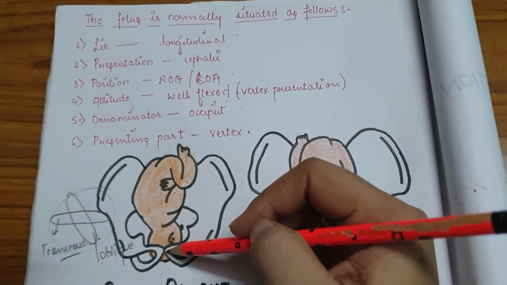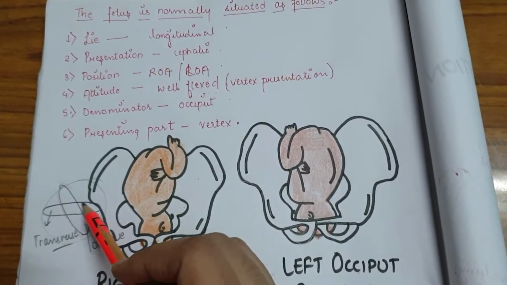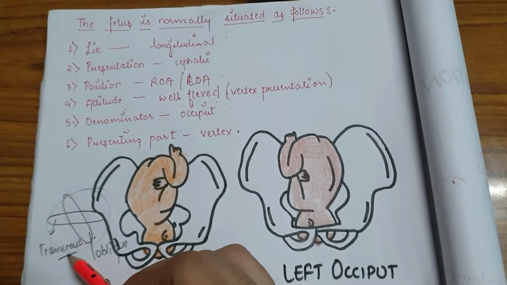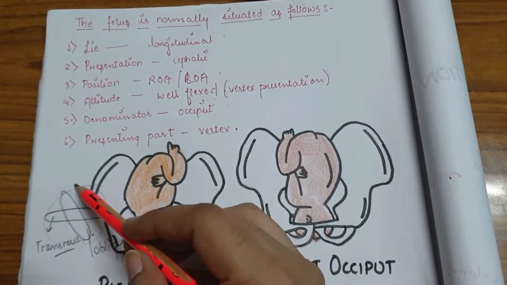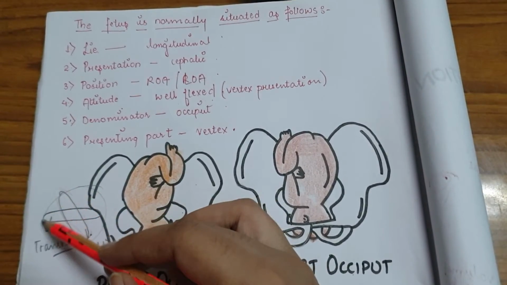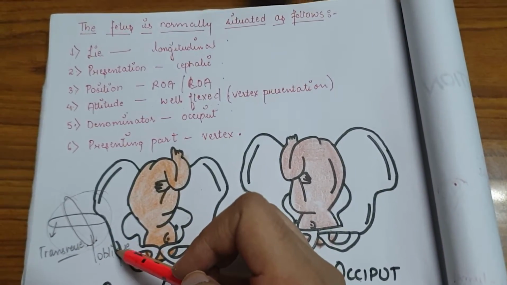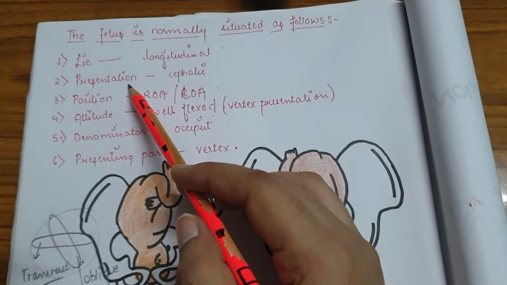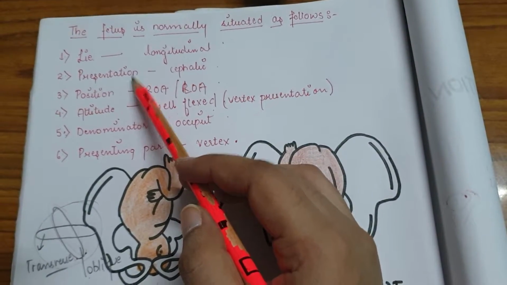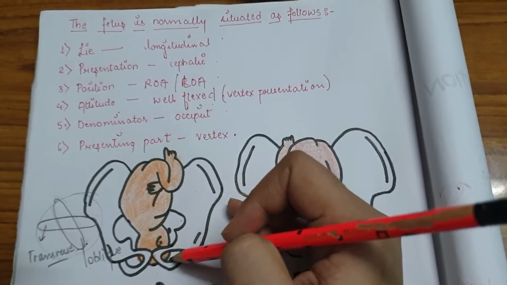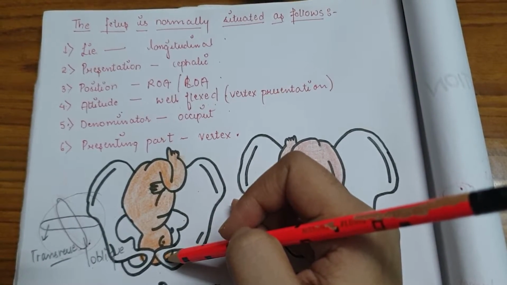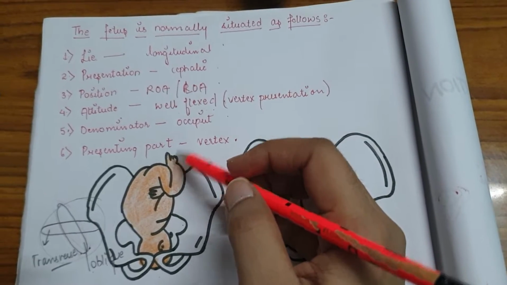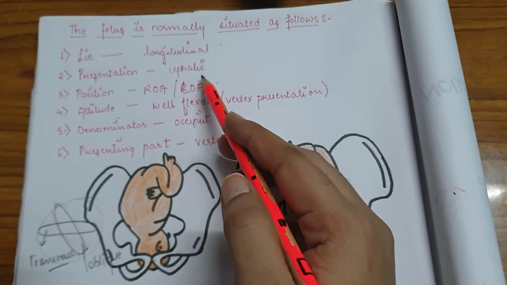There are other lies too, like transverse lie, when the baby lies like this inside the uterine cavity. Or when the baby lies like this inside the uterine cavity, then it is the oblique lie. But the normal lie is longitudinal lie. Next one is presentation. The normal presentation of the fetus is cephalic. There are other presentations too, like breech presentation, but the cephalic presentation is the normal one.